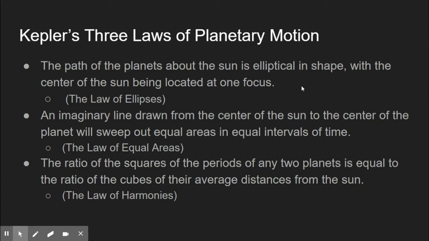And then the third law, which we'll talk about later this week, is the law of harmonies. The ratio of the squares of the periods of any two planets is equal to the ratio of the cubes of their average distances from the sun.